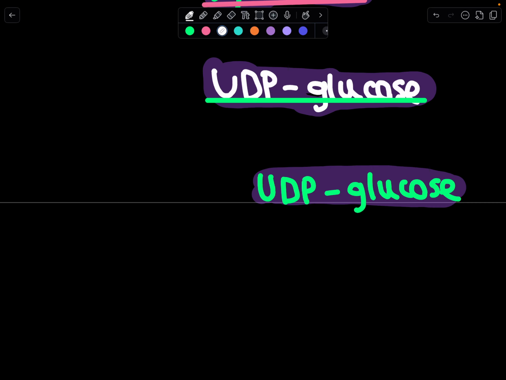Well, in a sentence, so how do we add alpha 1,6? Up to now, we've only talked about how we add the alpha 1,4 linkage.